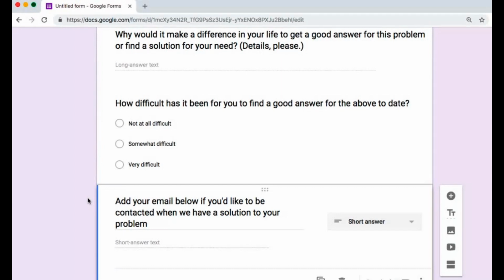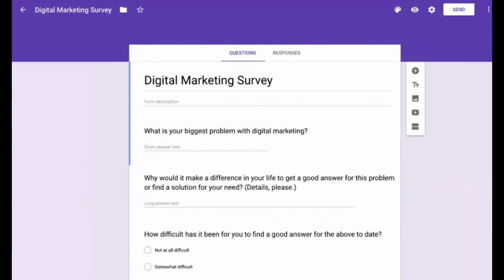So to recap, we have gone through the steps to set up a market research survey with Google Forms for free, and most importantly, the 3 magic questions to ask so that you can identify those products and services that people desperately need, and also get those powerful words and phrases that you can use in your sales copy.